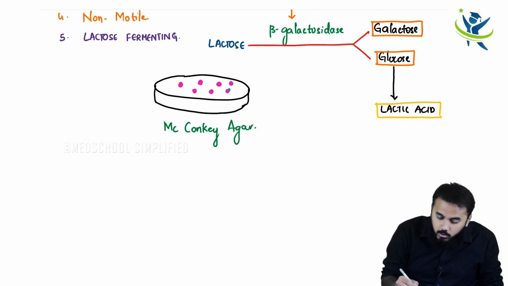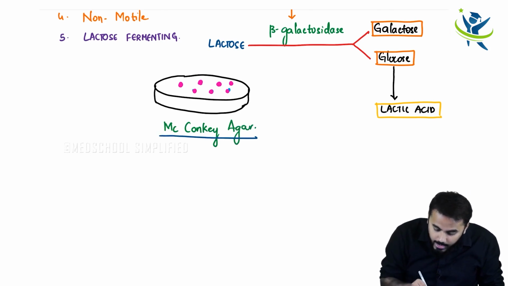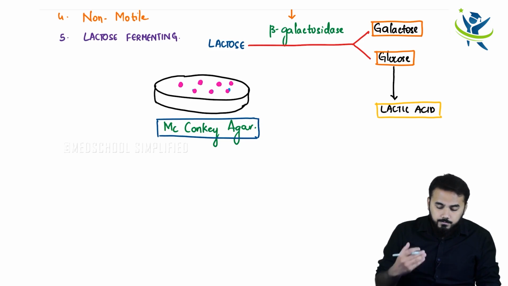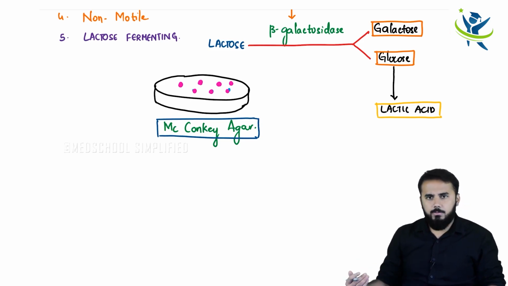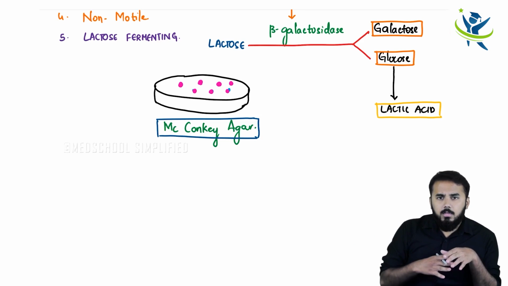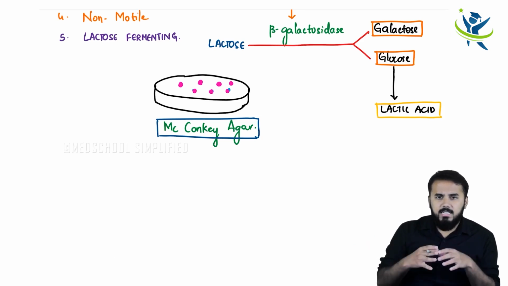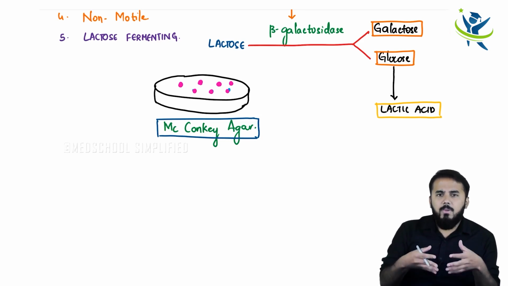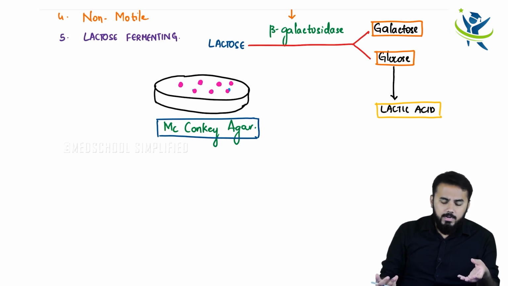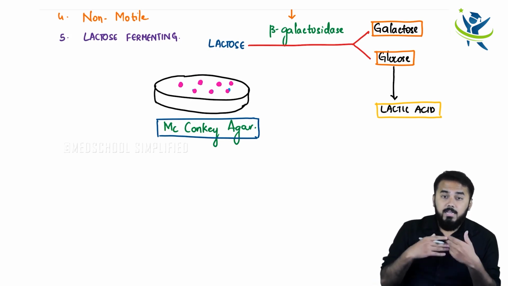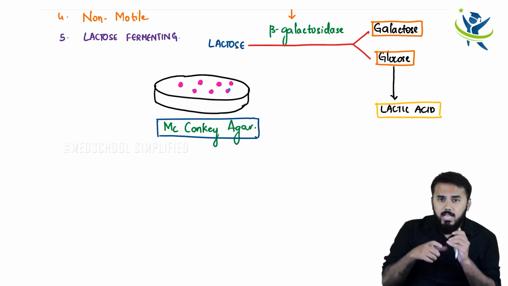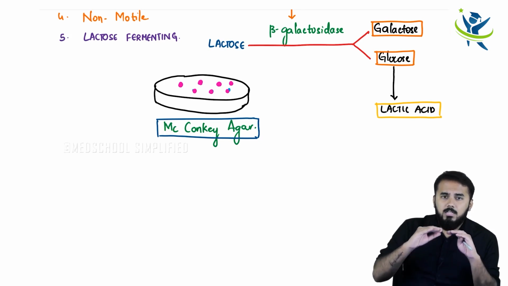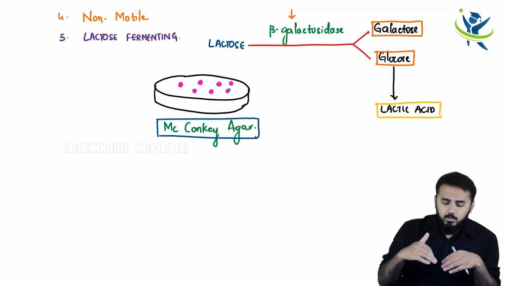So with the help of this McConkey agar, I came to know whether this bacteria is lactose fermenting or non-lactose fermenting. If the bacteria is not fermenting lactose, then the acidity or the alkalinity of the agar plate won't change. So the bacteria also remain colorless, right? But this bacteria is fermenting lactose into lactic acid. So in the agar plate there is high acidity, and that high acidity caused the bacterial colonies to change their color, right? So they became pink color.